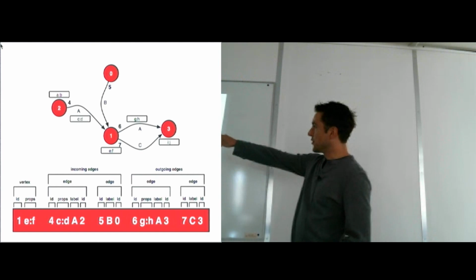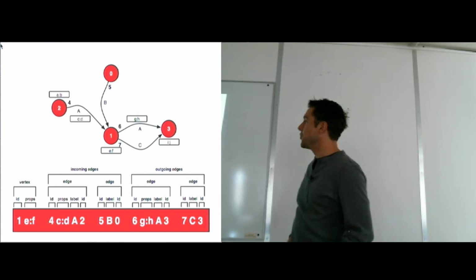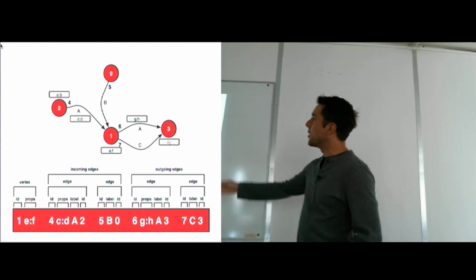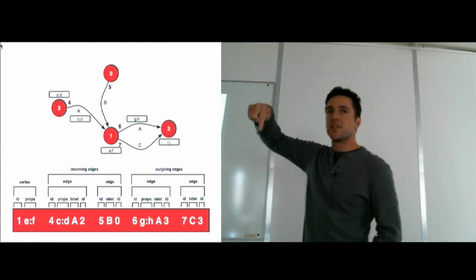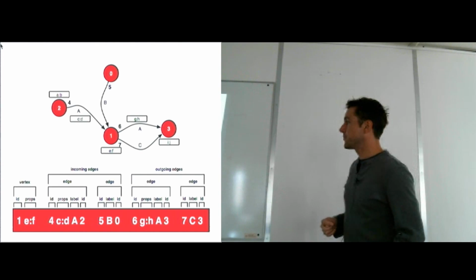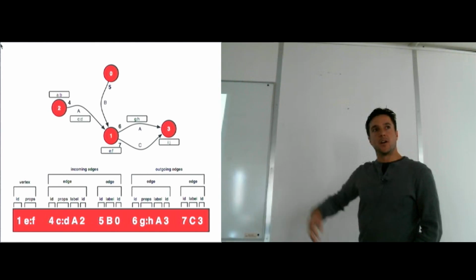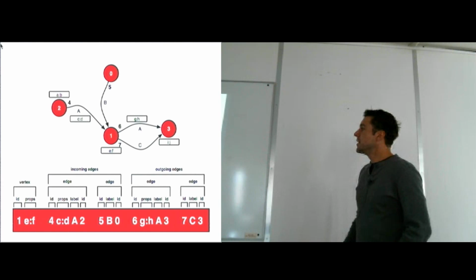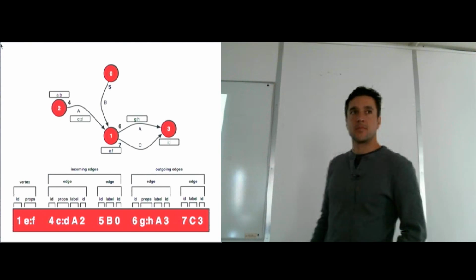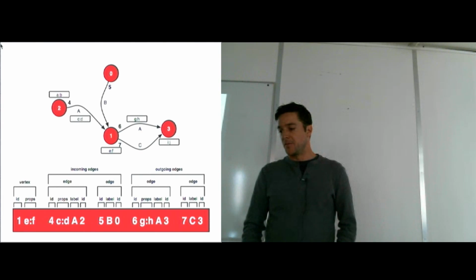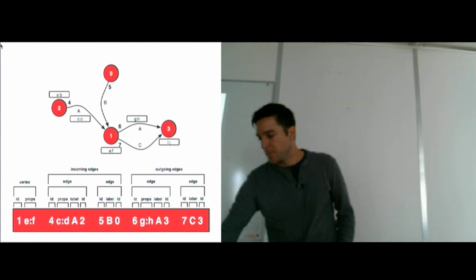For example, the edge going from vertex 2 to vertex 1 is ID 4. It has properties C and D. Its edge label is A, and the adjacent vertex of the incident edge is 2. So you just have this long list of concatenated elements like this. We also represent the incoming edges and the outgoing edges. We'll talk about why you have this double use of information.